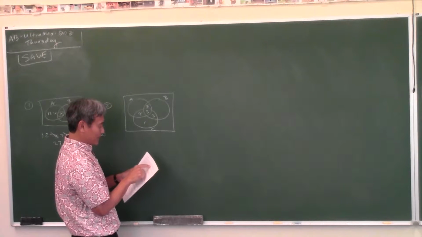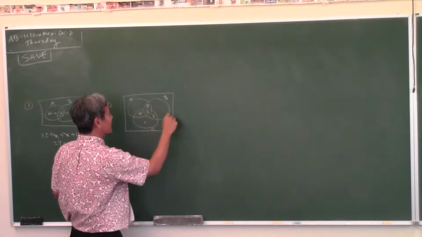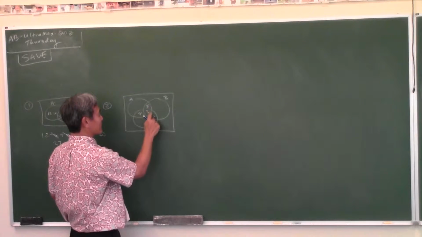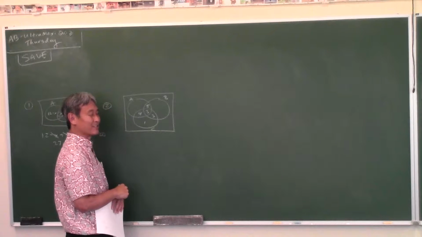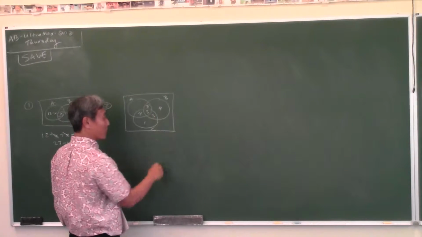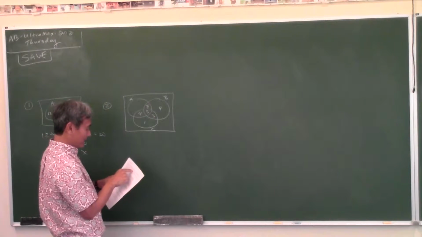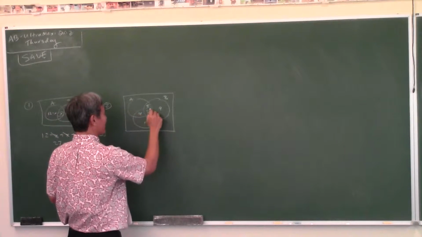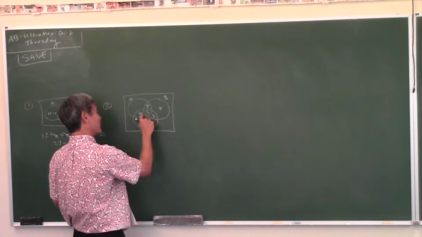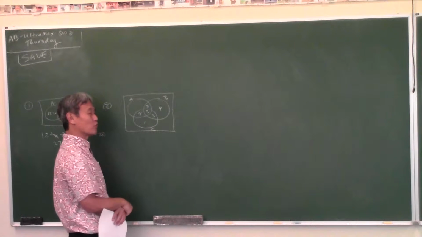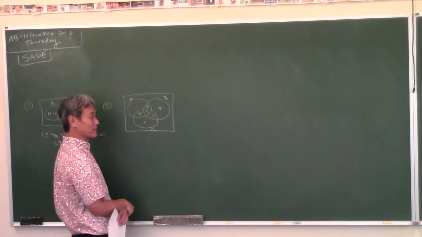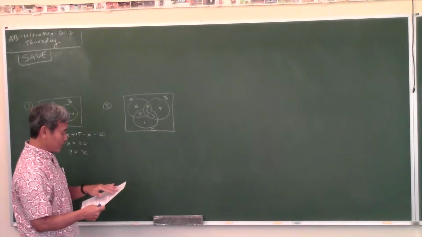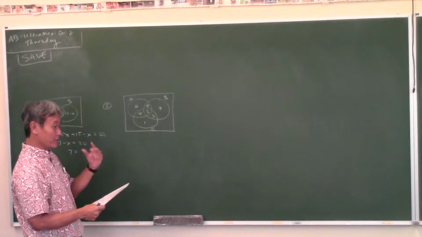The number of elements in B is 15. Everything in here has to add up to 15. So far I got 5 plus 3 plus 3, that's 11. So to make 15, I need 4 more. And then finally, the number of elements in A is 18. Everything in here has to add up to 18. So what do I have so far? 4 plus 3 plus 5, that's 12. How many more to make 18? 6.